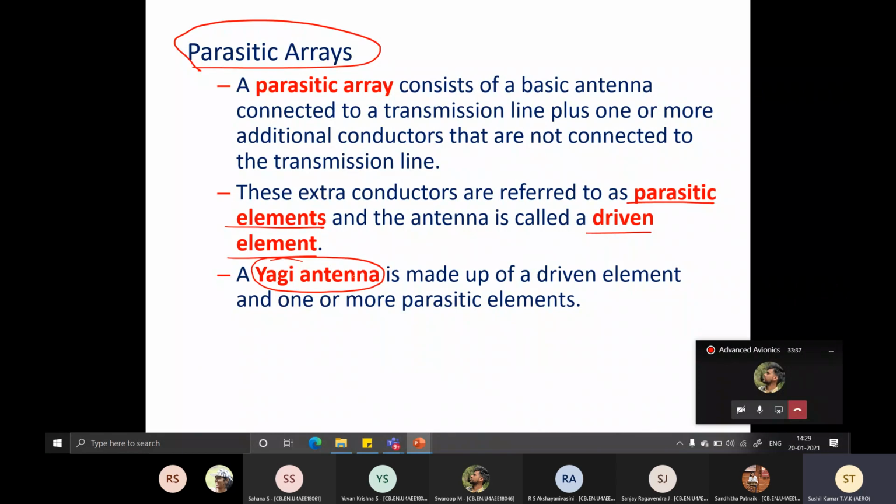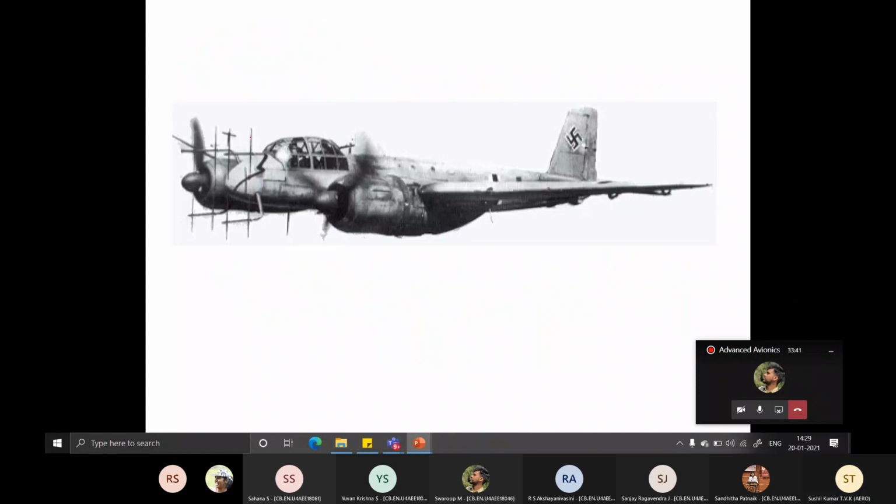So how it looks is, it's not just one lambda by 4. You will find a number of elements. But nowadays there are other techniques to get the directivity. Instead, you normally go for a dish mounted inside the radome itself. But the older generation used these Yagi antennas. Even now you will find a lot of aviation equipment with this sort of Yagi antenna.